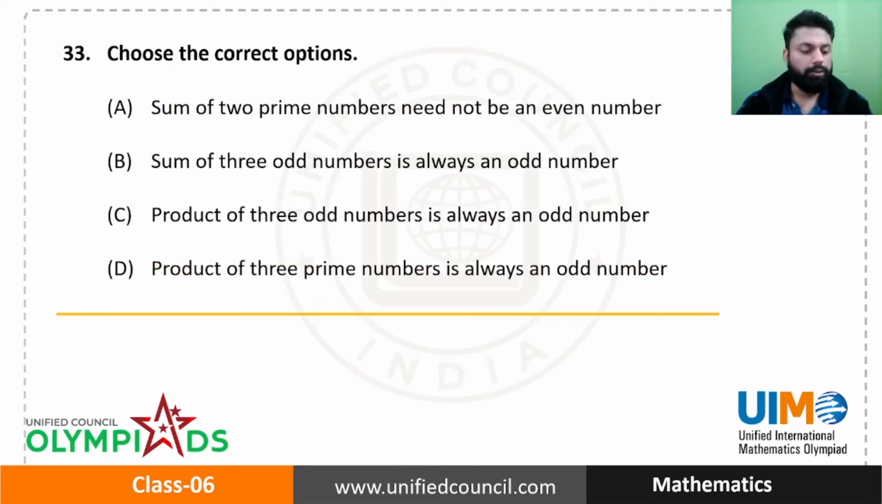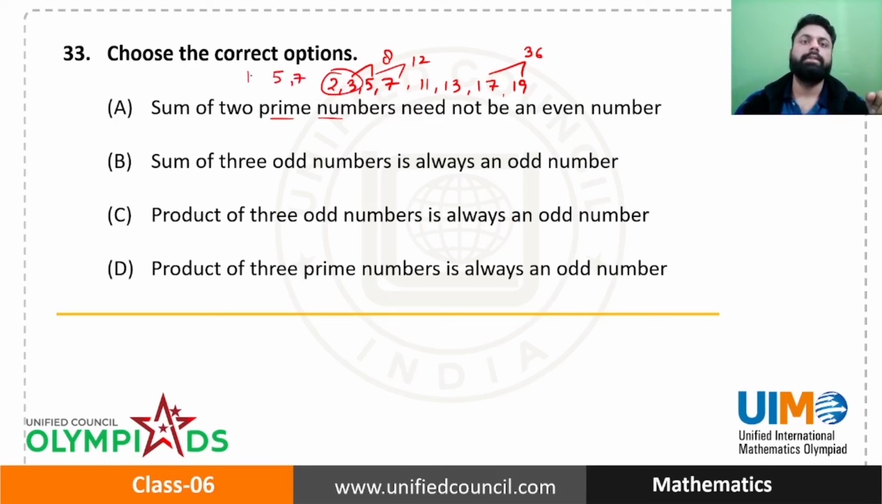Choose the correct options. So over here, sum of two prime numbers need not be an even number. So see, prime numbers are 2, 3, 5, 7. 3 plus 5 is 8. 5 plus 7 is 12. We have 11, we have 13, we have 17, we have 19. 19 plus 17 is 36. But if you take 2 plus 3, that is 5. If you take 2 plus 5, that is 7. If you take 2 plus 13, that is 15. Sum of two prime numbers need not be an even number.